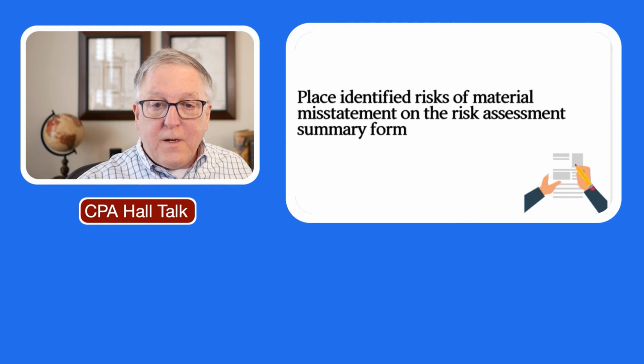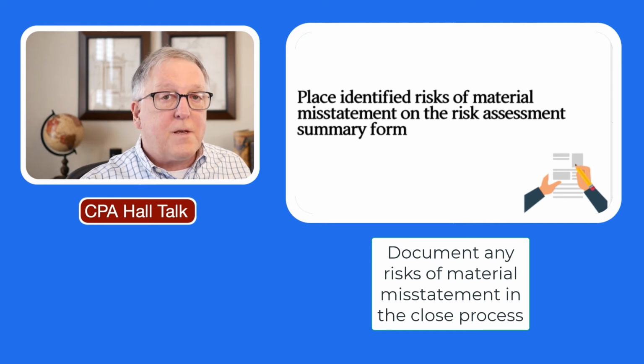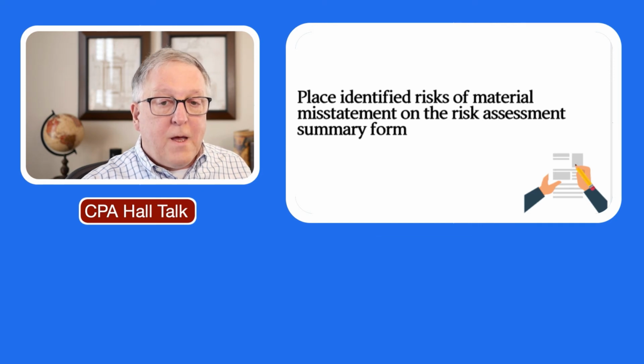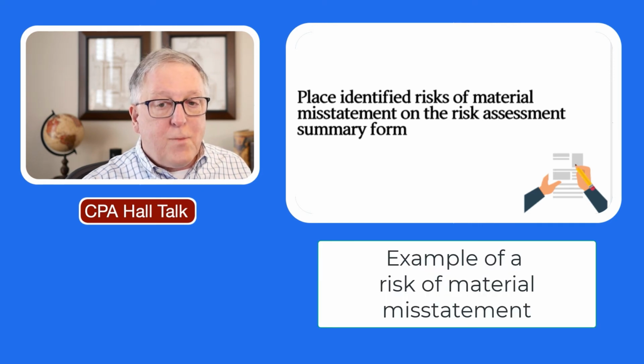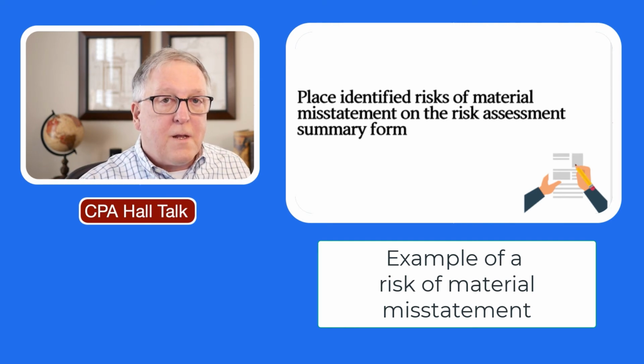Now, once you get done, then if you identify any risk and material misstatements in this process, you're going to bring those onto your risk assessment summary form. An example here might be, let's say you're auditing an entity that has 6 subsidiary entities that are being consolidated.